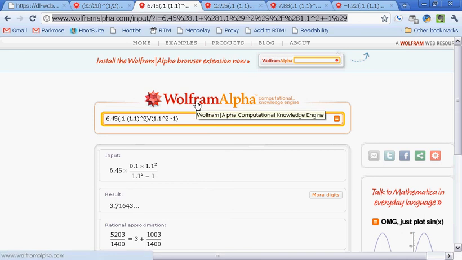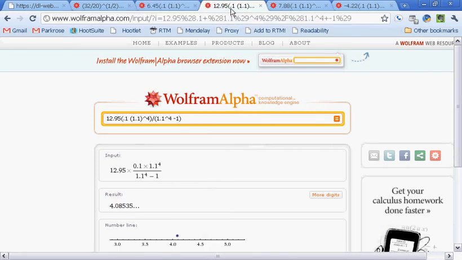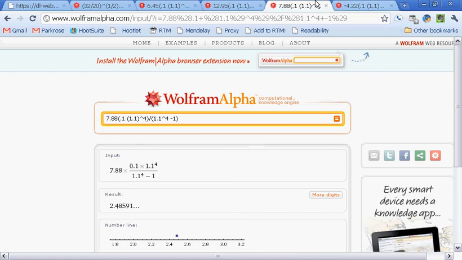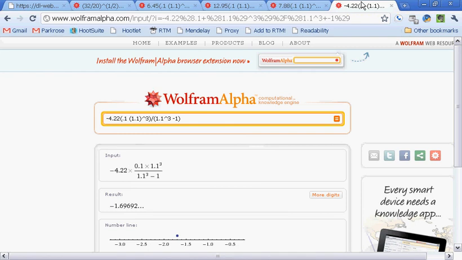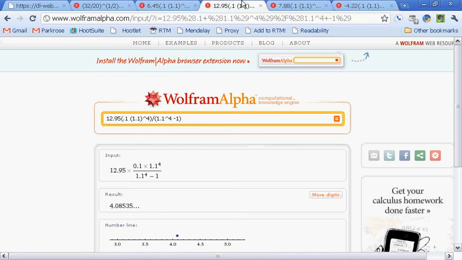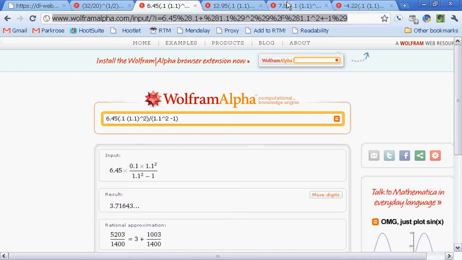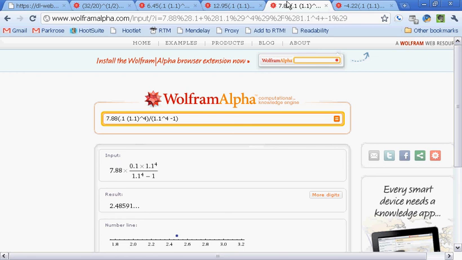The annual worth for asset A is 3.7. The annual worth for asset B is 4.08. The annual worth for asset C is 2.48, and the annual worth for asset D is a negative number. Well, its present worth was negative, so what did you expect? B was the biggest one at 4.08, so just to double check. Yeah, biggest one there, so that's the one you should choose in that circumstance.